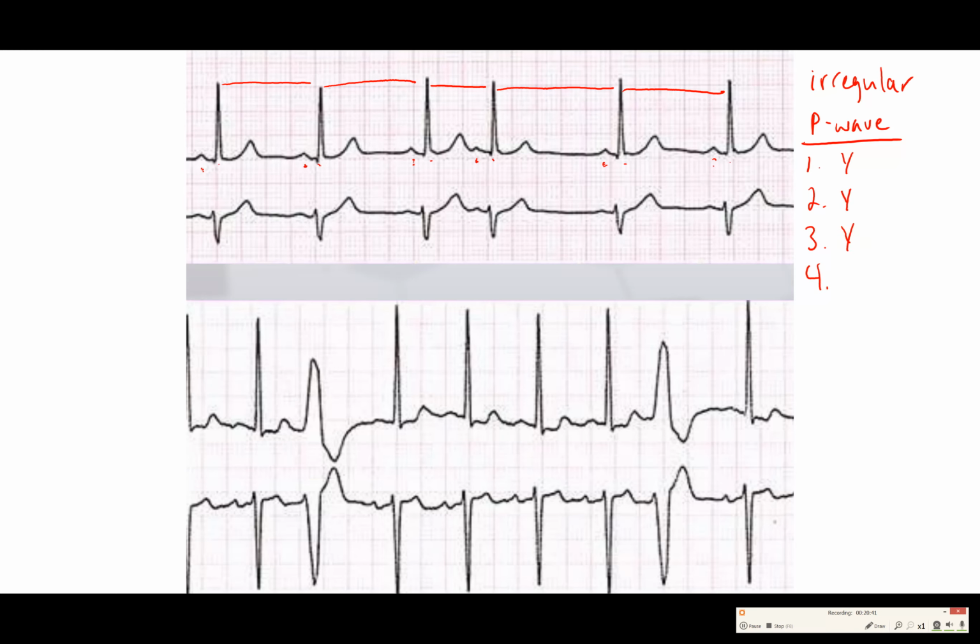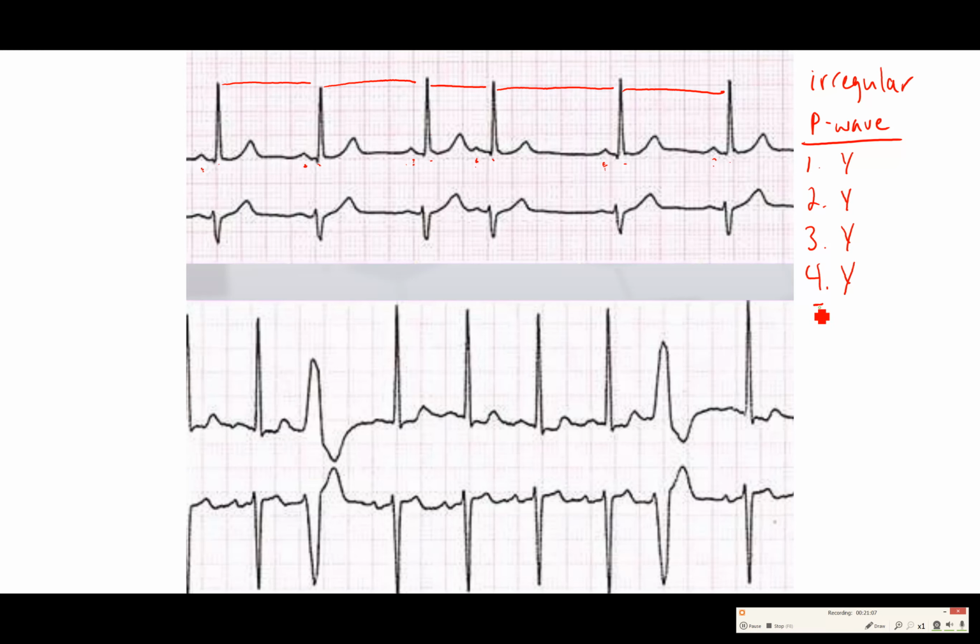And 4, are there any lonely QRSs? So do any of the QRSs come without a P wave? So there's a QRS, there's a P, QRS, P, QRS, P, QRS, P. So they're all coupled up with a P wave. So we would say yes. There's a P wave before every QRS, and there's a QRS after every P wave.